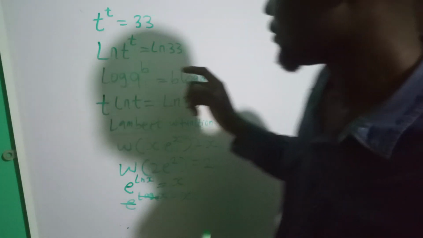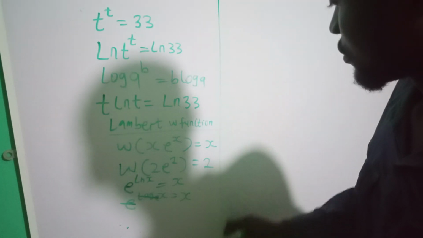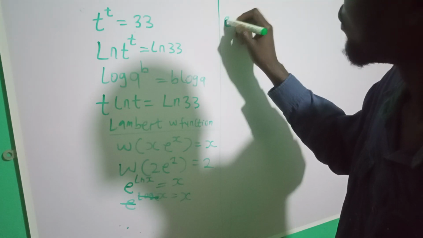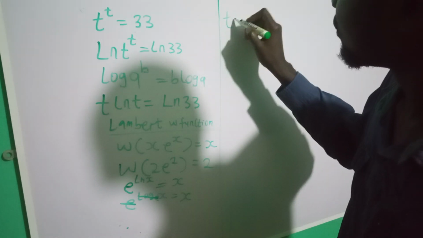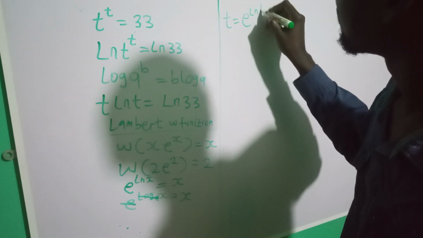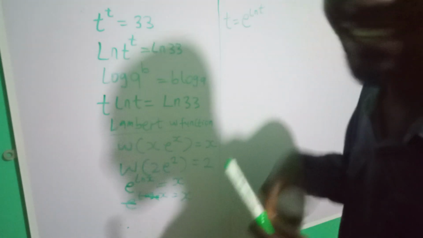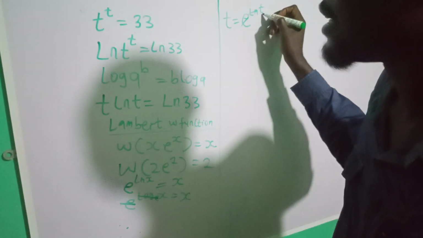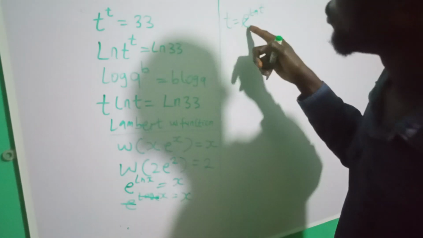I'm going to do the same thing to this t. I will rewrite t as e raised to power ln t. T is equal to e raised to power ln t. Why? Because e and ln are inverse functions, meaning they can cancel out. This ln cancels out with this e, and we are still left with t. So I'll rewrite this t as e raised to power ln t.